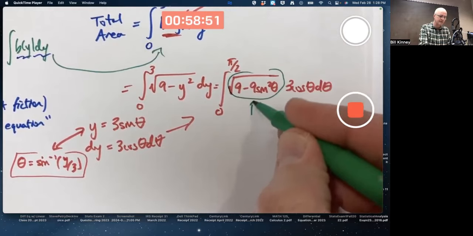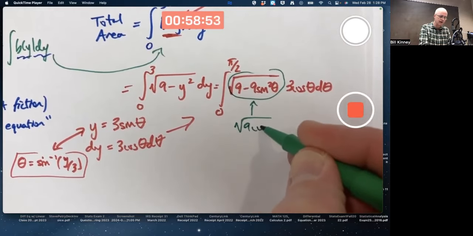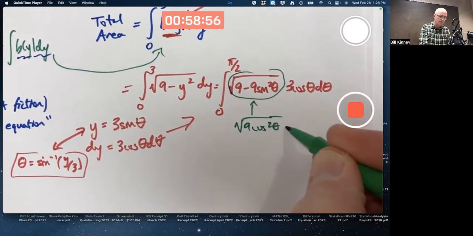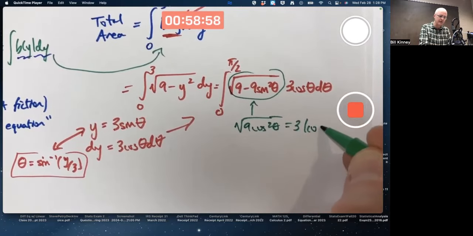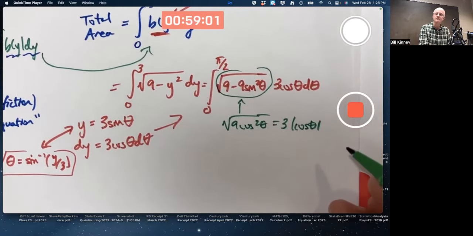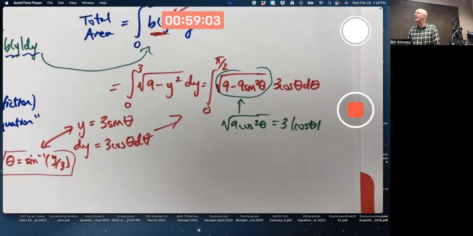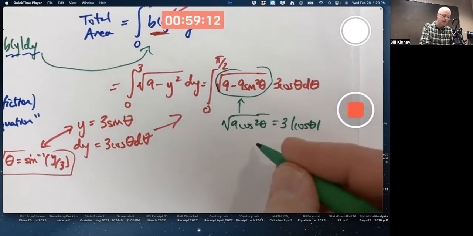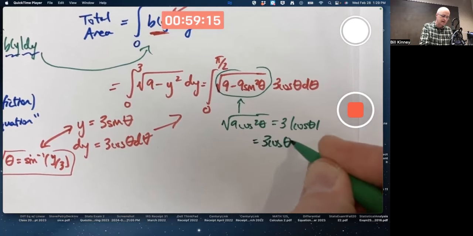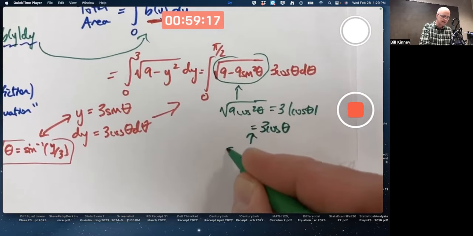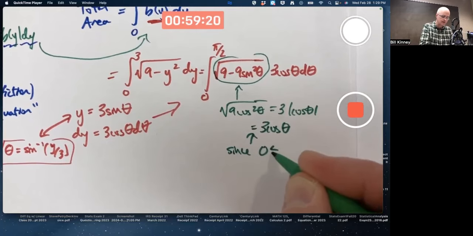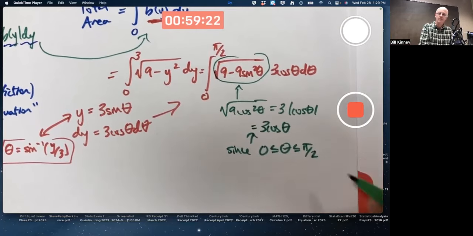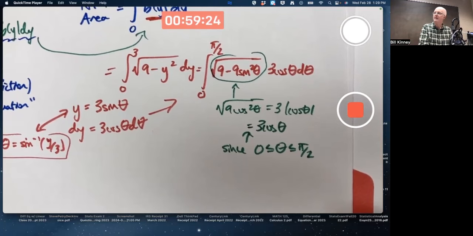This square root is the same as the square root of 9 cos squared theta, which in general is 3 times the absolute value of cos theta. But here, theta is between 0 and pi over 2 in the first quadrant. Cosine and sine are both positive there. I definitely can get rid of the absolute value signs. This is 3 cos theta, since theta is between 0 and pi over 2. Cosine is positive there.